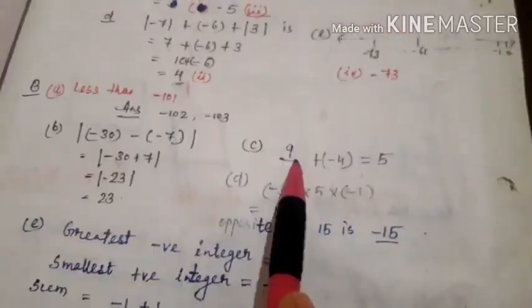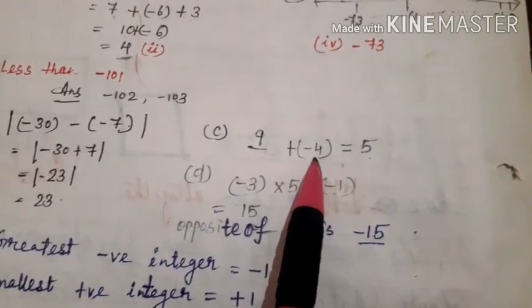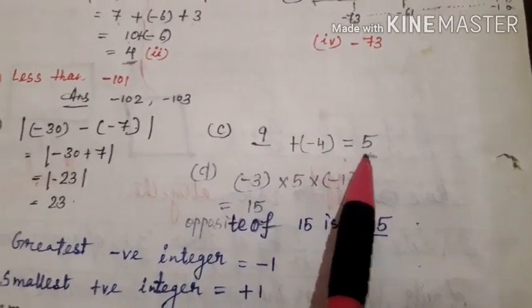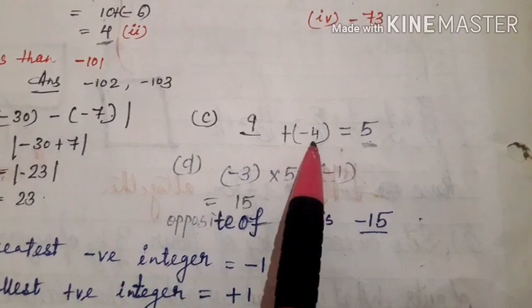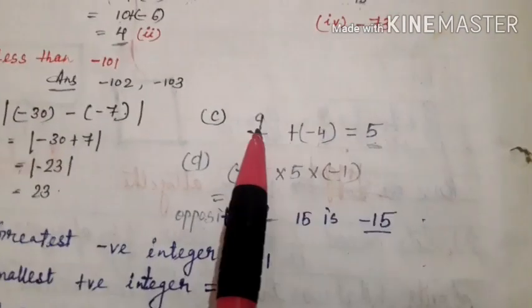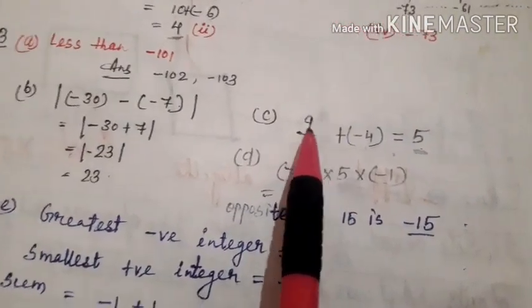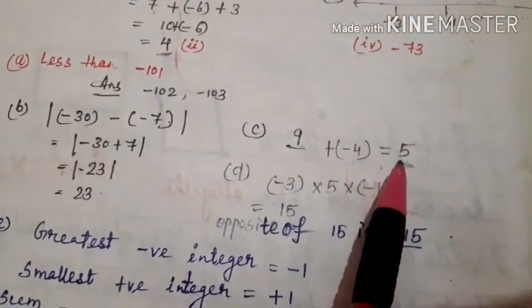Then C. Which integer added to minus 4 will give the integer 5? Okay. It means dash plus minus 4 is equal to 5. What will be added to minus 4? You will get 5. It will be 9, because 9 minus 4 is equal to 5.